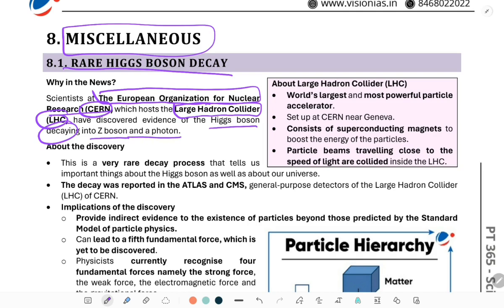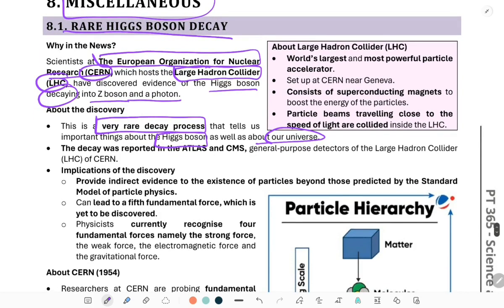We'll see about the discovery. This is a very rare decay process that tells us important things about the Higgs boson as well as about the universe. And this decay was reported in the ATLAS and CMS general purpose detectors of the Large Hadron Collider of CERN.